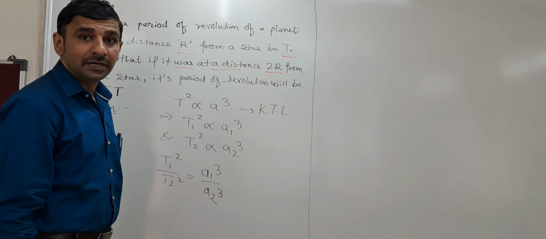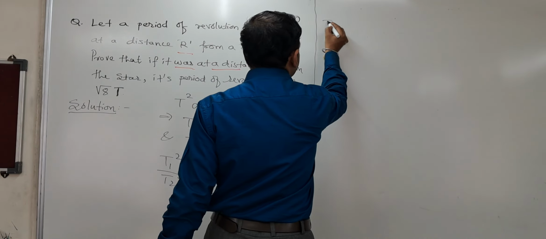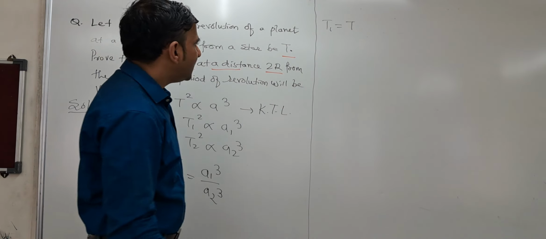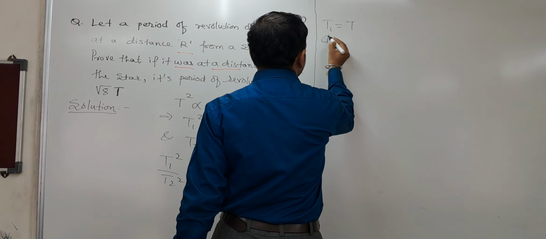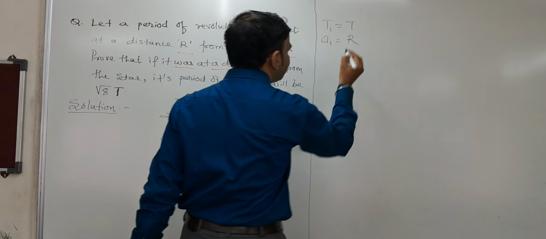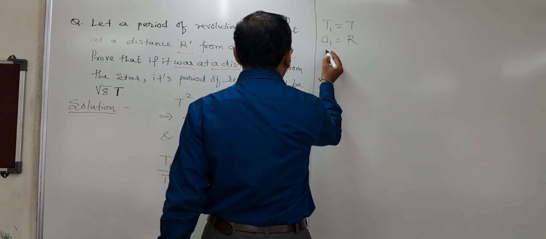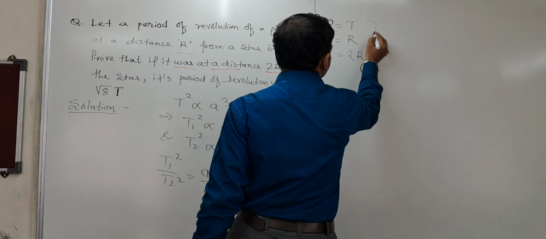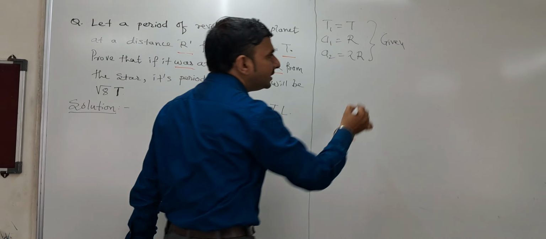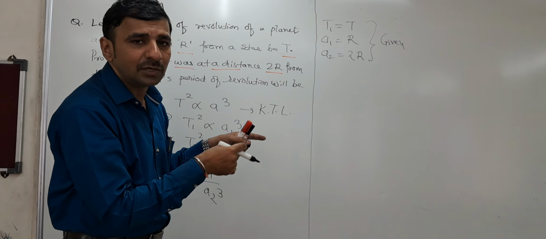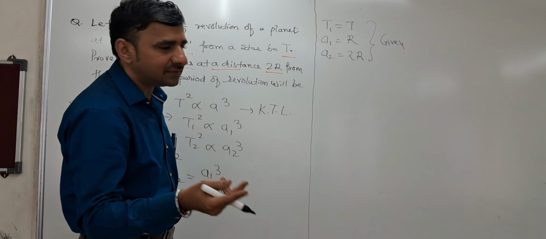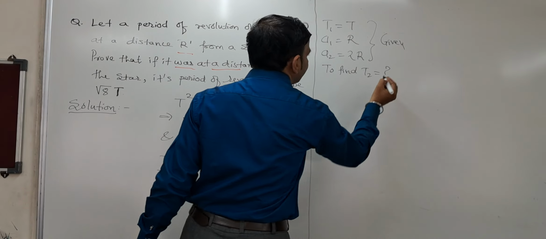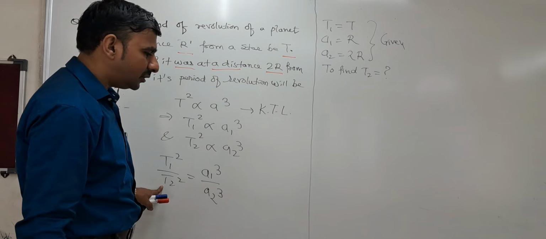So let us see what the given quantities are, right? Now we are given t1 as t, okay, the initial one, t1 as t. Then you are given a1 as r, and a2 as 2r. Everything is given to you that you have to use now in the formula to get the new time period that has been asked to you. So you have to find out t2.